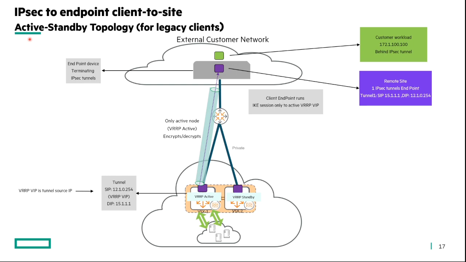Next up, the active-standby topology. Typically we'd refer to this as legacy clients, and this has to use VRRP. VRRP will be active and standby, and there'd only be one tunnel active at any time for encrypting and decrypting. If one endpoint failed, it would fail over as part of the VRRP process and re-establish the tunnel on the standby link.